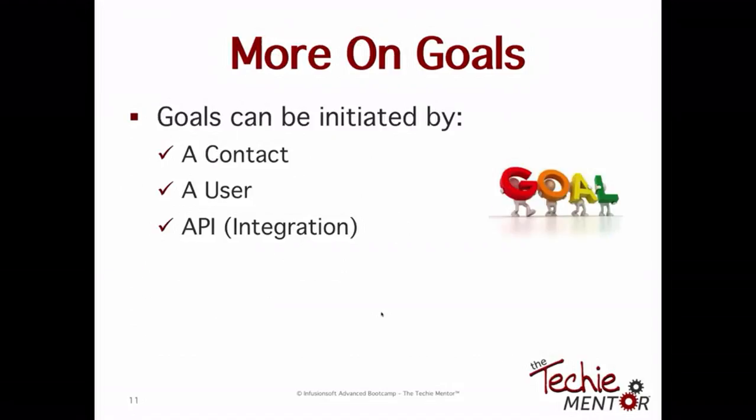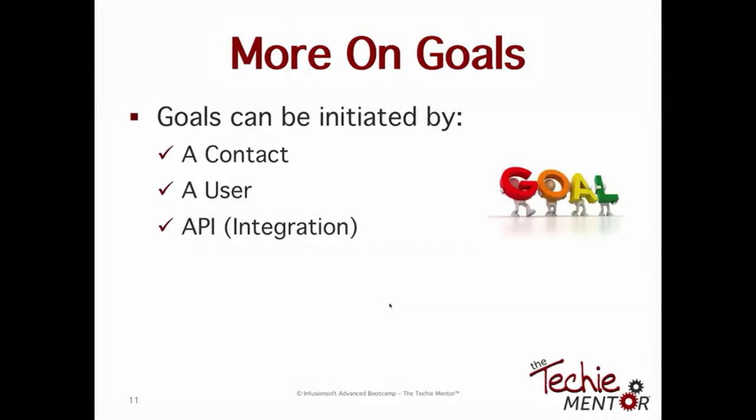Goals can be initiated by the contact, which means the end user. That would be the person that sits on your website and clicks on your form. So that's a contact. A user would be somebody who is a registered user in your Infusionsoft. In my instance, it would be me. So a user is somebody who's a registered user that can log into Infusionsoft. And then an API would be an integration with another piece of software.